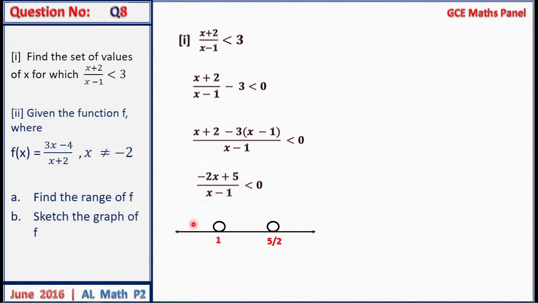So this region satisfies, right? And therefore the region above 5/2 also satisfies. So that is our solution. I've given it as an interval from negative infinity to 1, where 1 is not included, as you can see, and from 5/2 to plus infinity, and 5/2 is not included.